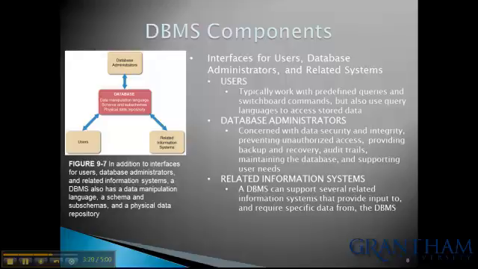Here we look at some of the components of a database management system. You have the interfaces for the users, database administrator, and the related systems. Users typically work with predefined queries and switchboard commands, but also use a query language to access stored data. The database administrator is concerned with data security and integrity, preventing unauthorized access, providing backup and recovery, audit trails, and maintaining the data. A database management system can support several related information systems that provide input to and require specific data from it.